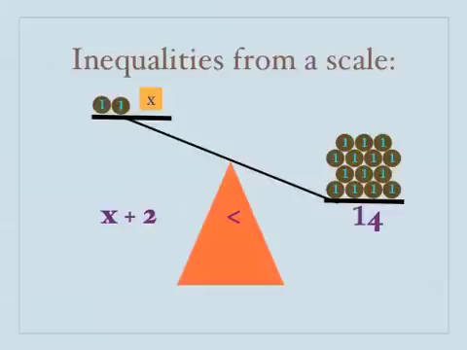Now, if you combine all of these to write the inequality, x plus 2 is less than 14. I need to solve this inequality. To solve the inequality, I would subtract 2 from both sides. When you subtract 2 from both sides, you find that x is less than 12.